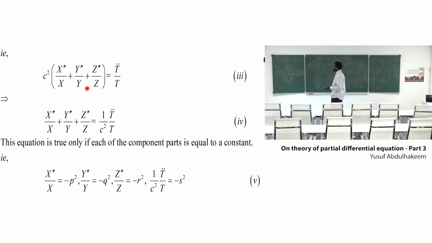We can see that this one depends on x, this on y, this on z, and this one is just on t. Then by the time we cross multiply with this c, we are going to have this equation. Now, we say that this equation is true only if each of the component parts is equal to a constant. Yes, we are going to assume everything here to be equal to a constant. So we assume this one to be minus p square, this one minus q square, this one minus r square, and then this one minus s square. That is what we do for each and every one of them.